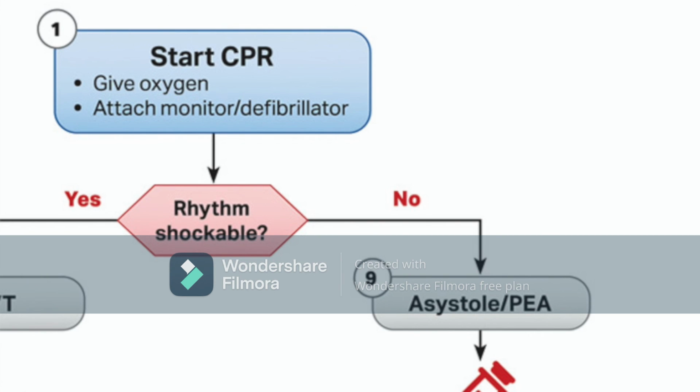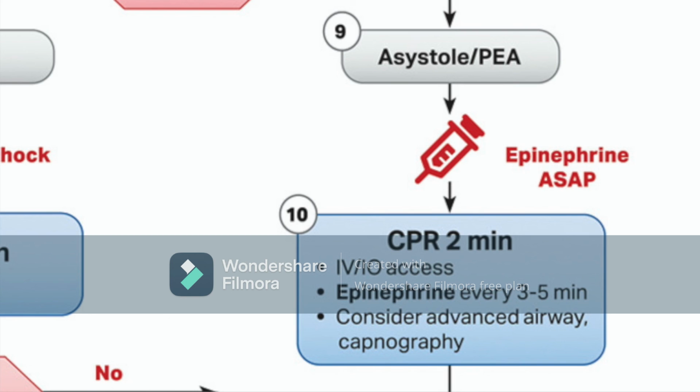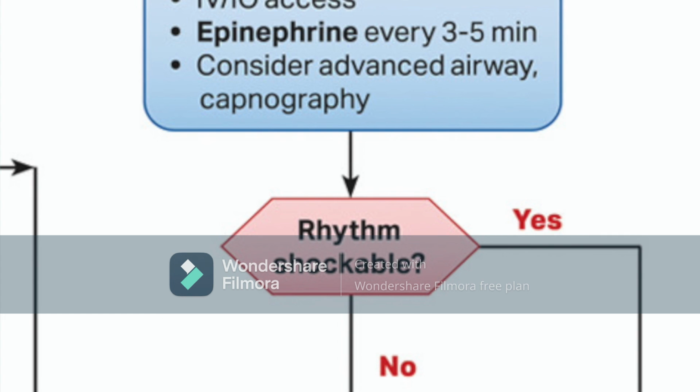So after starting the CPR, we then give oxygen and attach the monitor or defibrillator. We then check whether there is a pulse rhythm and whether it is shockable or not. So if not, this is asystole or a pulseless electrical activity. We then proceed in administering of the epinephrine as soon as possible. We then continue in providing the CPR under 2 minutes and then IV IO access and consider the advanced airway capnography. We then check again the rhythm of the pulse, if it's shockable or not.